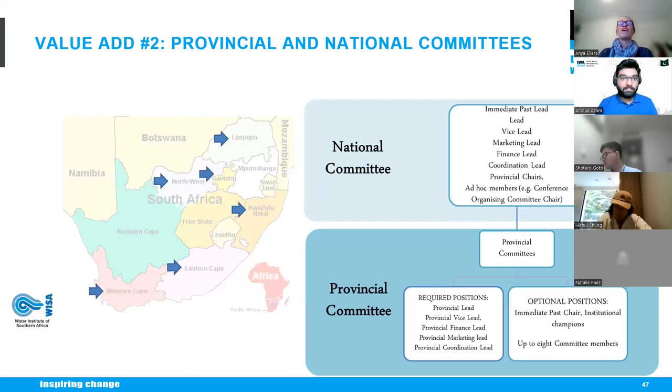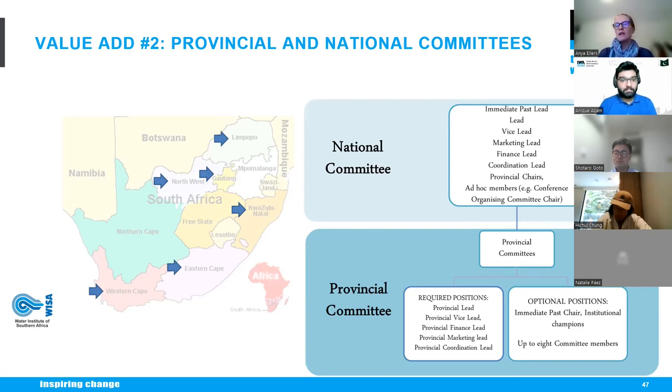So we're a very large committee. I know that not all YWP branches are like this, but we have our national committee, which consists of various roles, including lead, vice lead, marketing lead, finance lead, and coordination lead. But sitting on our national committee, we also have the provincial leads. So a big focus of YWP in South Africa is to really grow the provinces. And each of the provinces has its own committee that follows the same structure as the national committee.